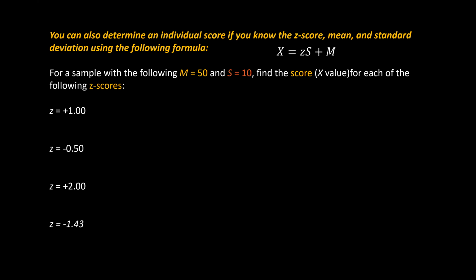So I want you to try this on your own. We're not going to do one together. I just want you to try it. Go through these and plug in the value for Z, plug in the value for M, plug in the value for S, and find each individual raw score. So you can pause it, solve these for yourself, use the equation that you see on this slide. Your answers will be on the next slide.